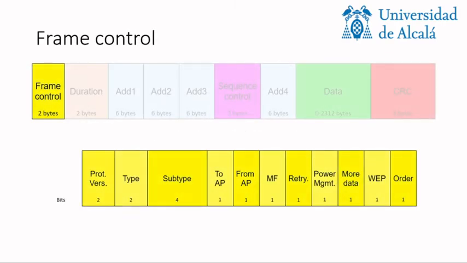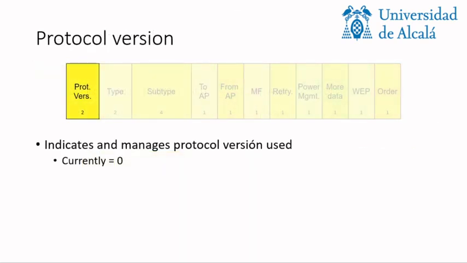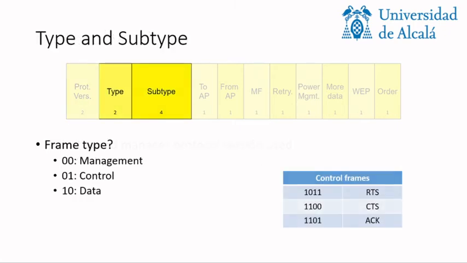So now let us see the frame control field because it has several fields with a lot of information, which we would like to see in detail. So the frame control is 2 bytes. From these 2 bytes, we have 16 bits that you can see below. The first 2 bits are used for the protocol version, which indicates and manages the protocol version used, but currently is always set to 0 because it is not used in the end.